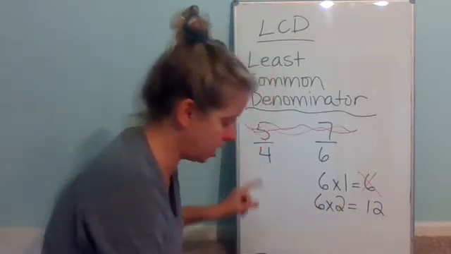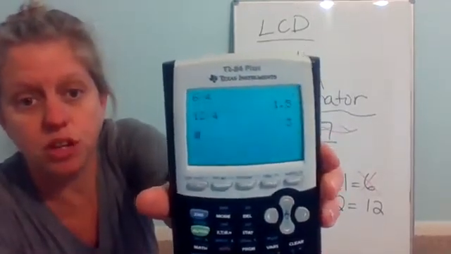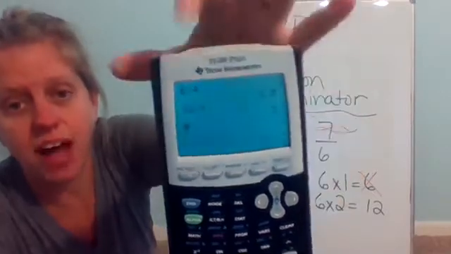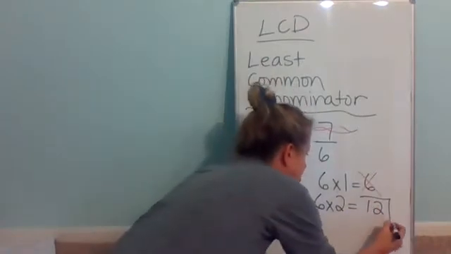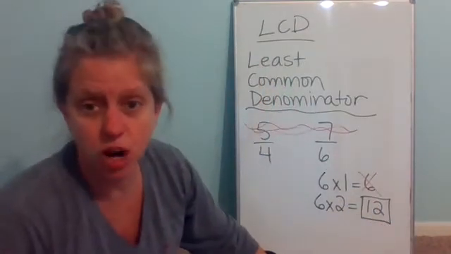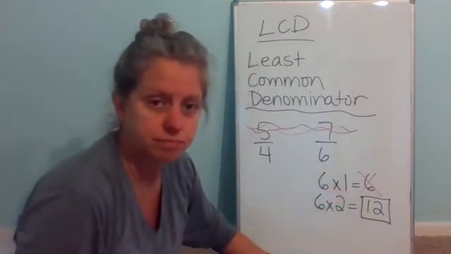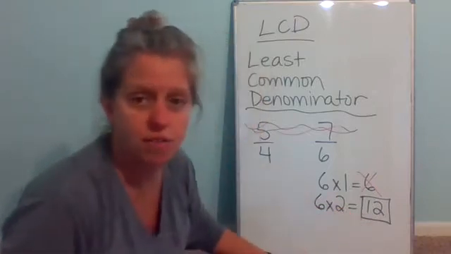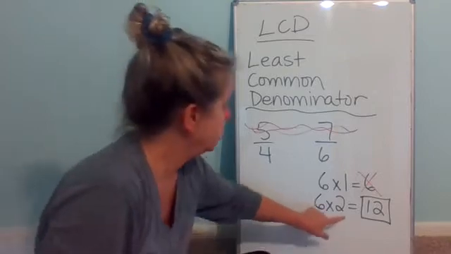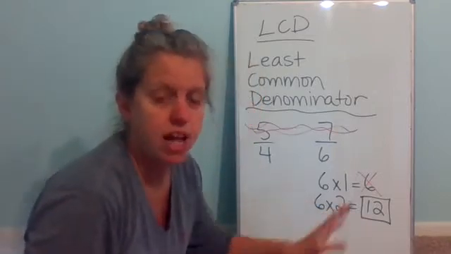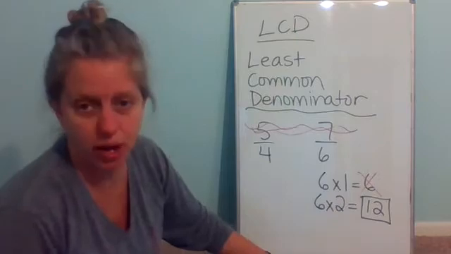So let's try 12. Does 12 divide by 4? If you get a number that is not a decimal, that means 4 does go into 12 evenly, right? So this answer right here is your answer, 12. Because does 6 go into 12? It does. Does 4 go into 12? It does. Which means we have found the very first number that 6 and 4 both go into. It is 12.